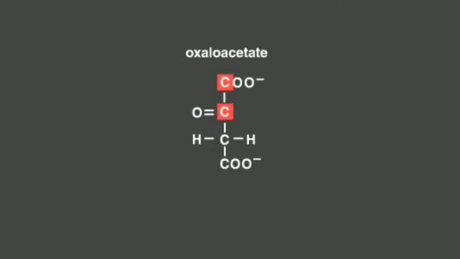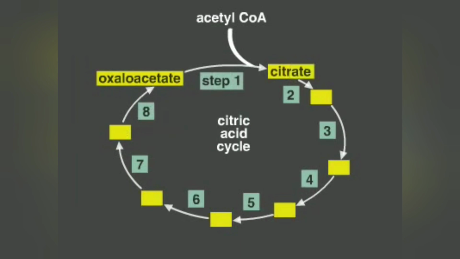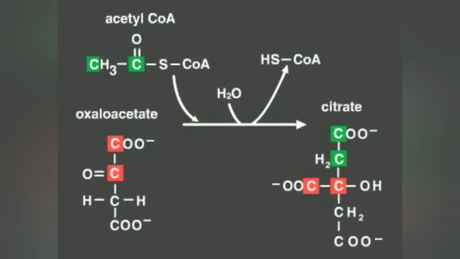Oxaloacetate is thus replenished and can take part in another cycle, returning to step 1. Note the new position of the red carbon atoms, which originated from the acetyl-CoA in the previous cycle. In subsequent cycles, these carbons will eventually be lost as CO2. The green labels indicate the positions of the new carbons added during this new cycle.